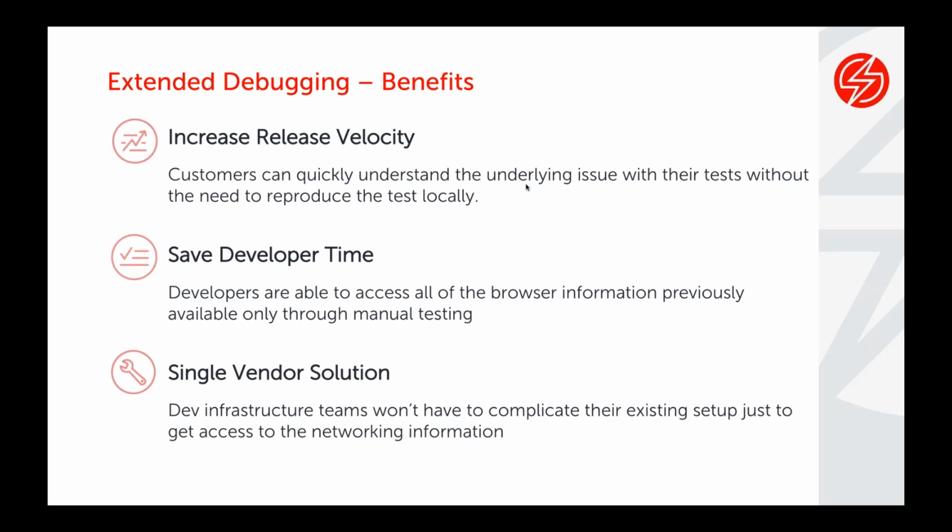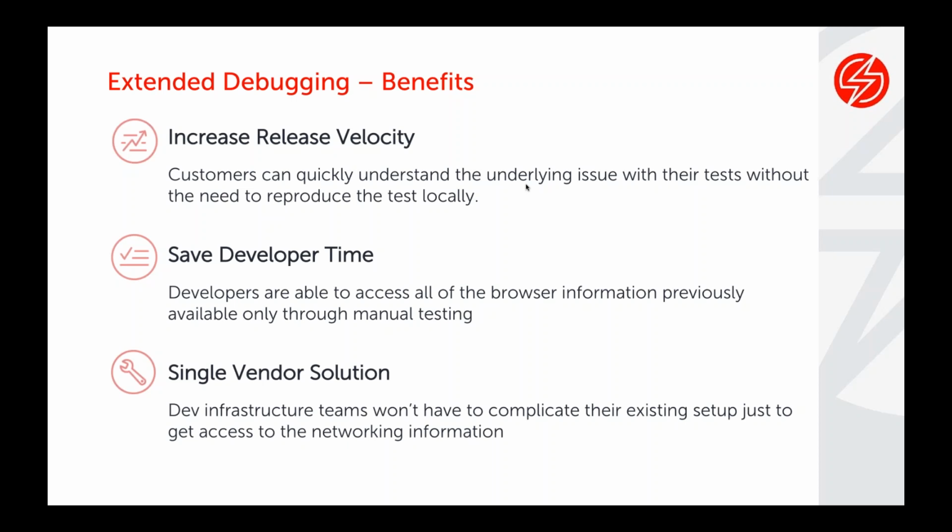Also, it's going to save you time because you no longer have to reproduce this stuff locally. It's all going to be available through Sauce Labs. And then finally, it's all going to be provided through a single vendor solution. What we've seen is some customers have set up third-party tools, proxies, et cetera, to be able to get this information, but that can cause a host of other complexities in your infrastructure. And so simpler is better for sure. Now you can get all this information directly from Sauce Labs without having to introduce something else into your test infrastructure. And that actually reminds me that we've got another poll question.